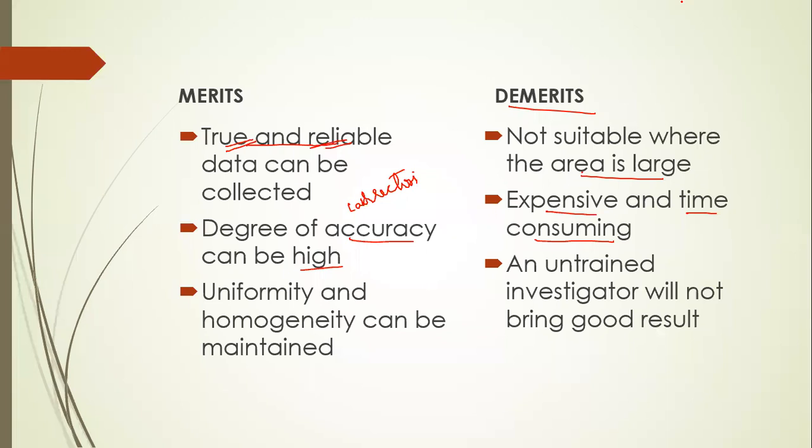It is not possible for her to give a good result. So she should be trained. Okay, if I train her properly how to do an observation, how to collect her data, then she can give me a good result. So same way in statistics, what happens if an investigator is not trained? Okay, if he or she is not trained, then he cannot give a good result.